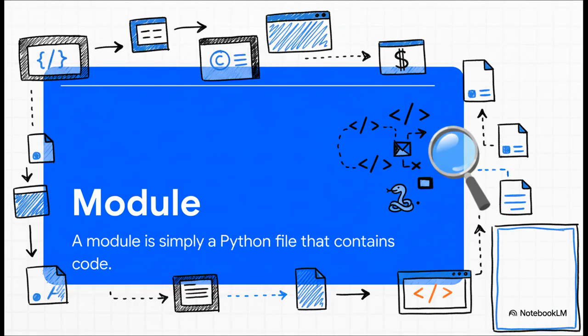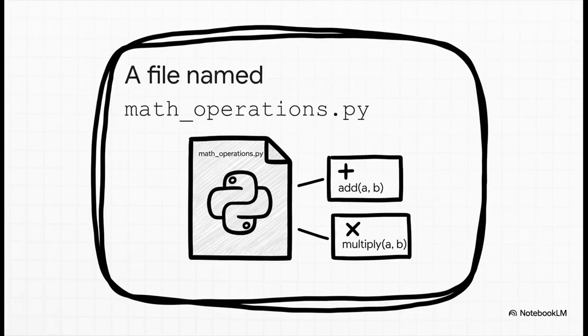It's actually super simple. A module is just a Python file. Any Python file that has code in it, functions, variables, you name it, can be a module. That's it. For instance, imagine you create a file and you call it math_operations.py. Inside, you could put all your functions related to math, like one for adding and another for multiplying. Boom! That file is now its own self-contained module.